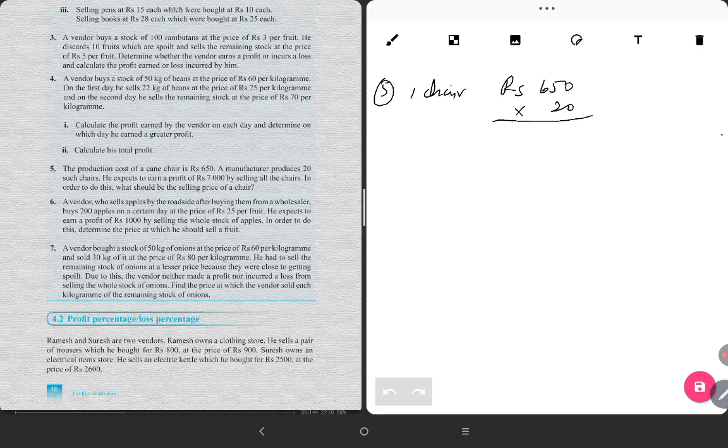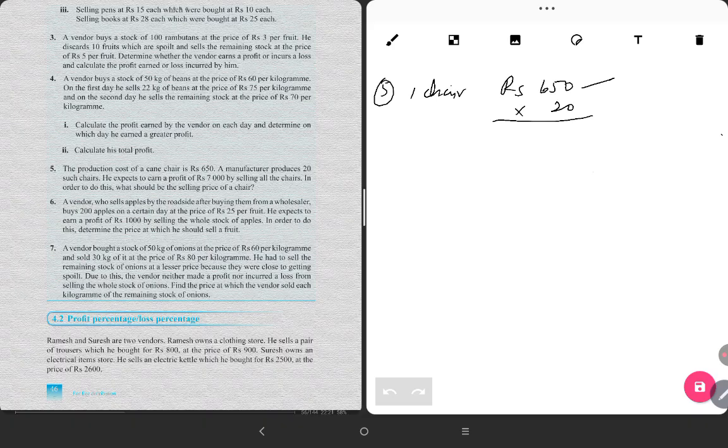But let's not rush to calculate that, because we might be able to solve it in a much easier way. So he expects to earn rupees 7,000 by selling all the chairs. In order to do this, what should be the selling price? No, he wants to make 7,000 rupees as his profit. So definitely he wants to sell more than 650. Each chair he needs to sell at more than 650 rupees to make a profit, first of all.